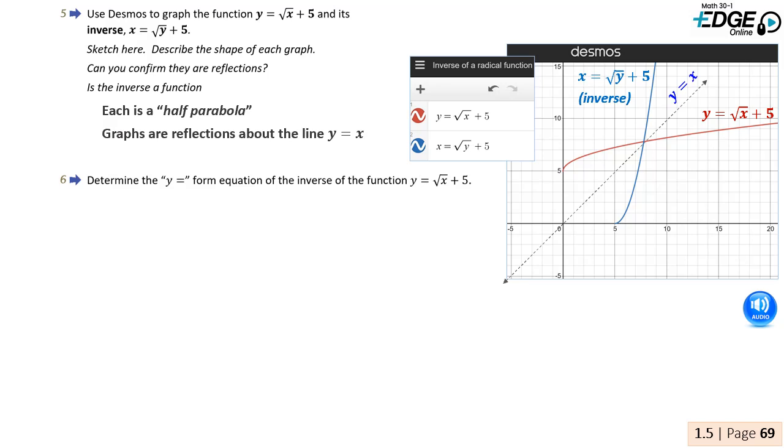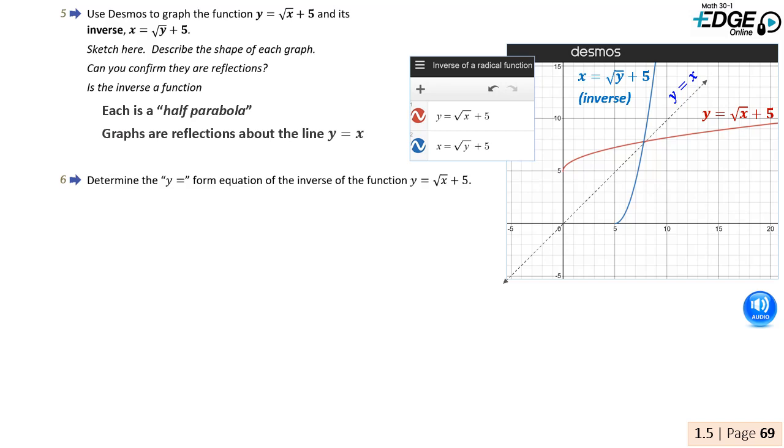By graphing the line y equals x and tilting our head just a little bit to the side, we should see that these are both clear reflections of one another. Each half parabola, as it were, has its coordinates exchanged. So for example, the point (0, 5) becomes (5, 0).